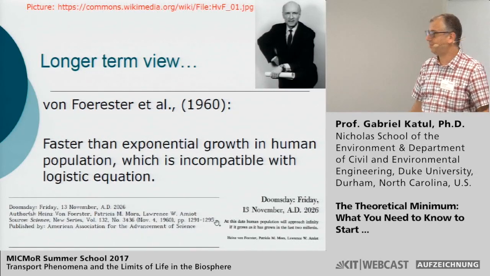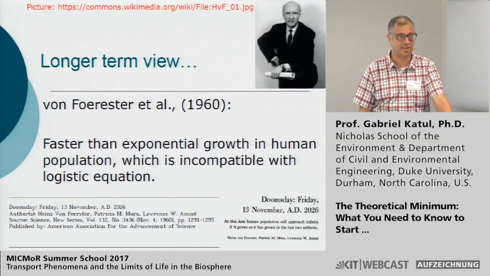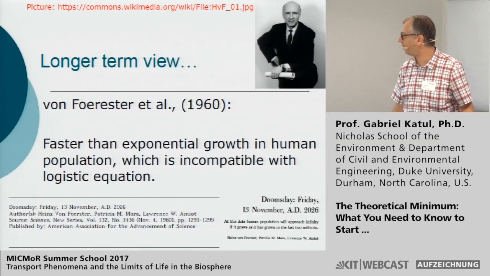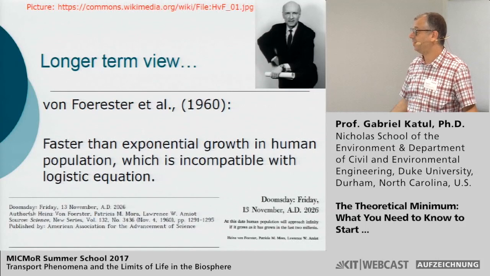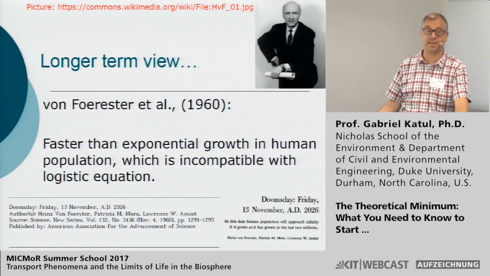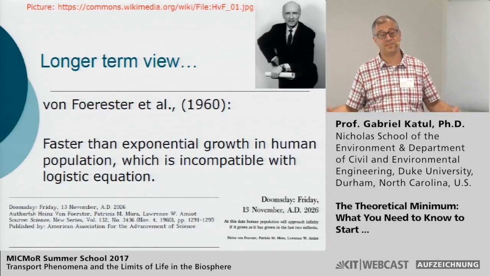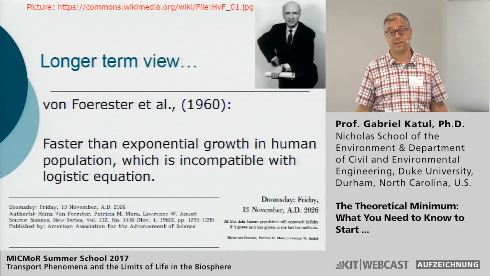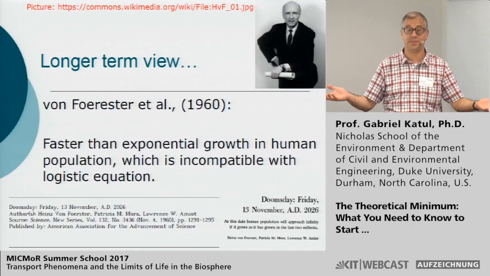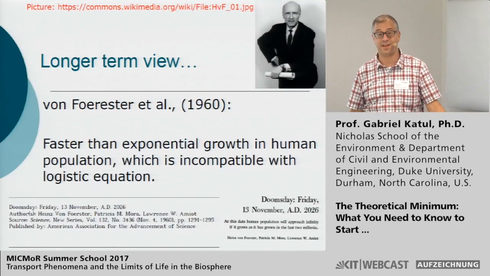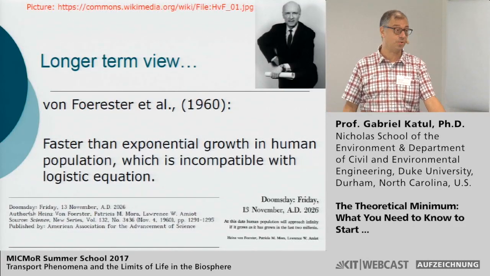This point was not missed by the famous physicist Heinz von Foerster, and he had a wonderful paper in 1960 where he actually brought this point up. He said, hey, there is something fishy. If you have faster than exponential growth in human population, that cannot be compatible with the logistic equation. The fastest growth you could see in the logistic equation is exponential. So if something is growing faster than exponential, it means that the whole assumption of your logistic equation and any projections from it comes into question.